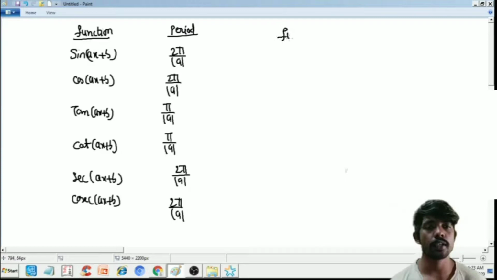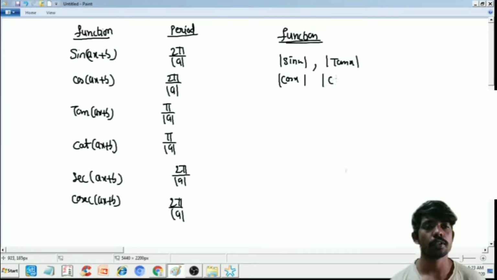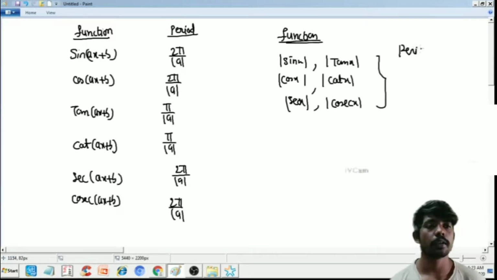Next functions are modulus of sin x, modulus of cos x, modulus of tan x, modulus of cot x, modulus of secant x, modulus of cosecant x. Period is pi.